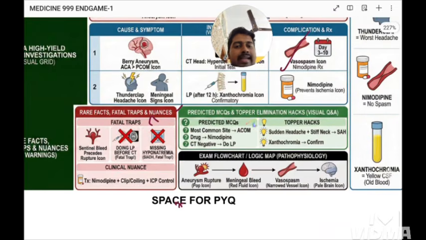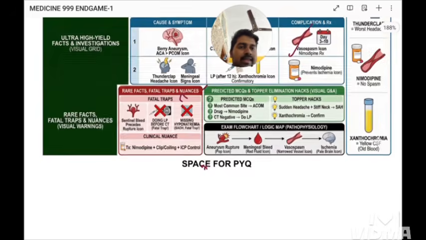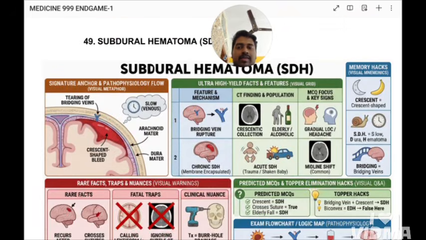Most common site is the anterior communicating artery. Second, the drug we use to prevent vasospasm as a complication of SAH is nimodipine. Before doing LP, do CT. If CT is negative, only then go for LP. Sudden headache along with stiff neck, that is meningeal signs, you should think of subarachnoid hemorrhage, and xanthochromia actually confirms it. Next we have subdural hematoma.